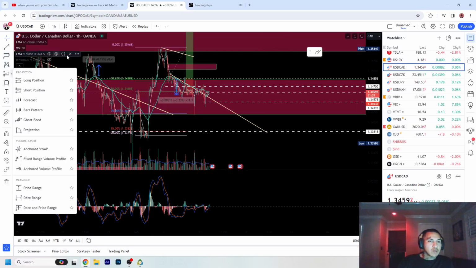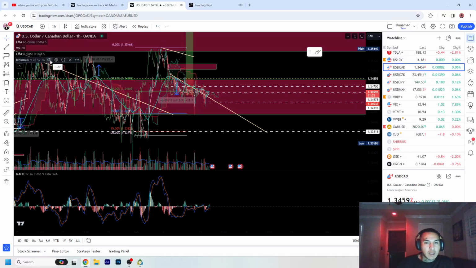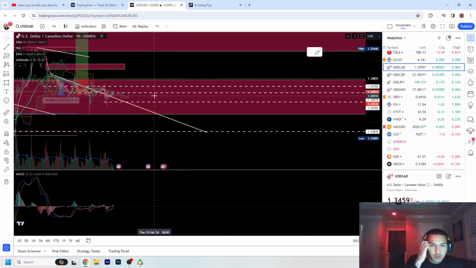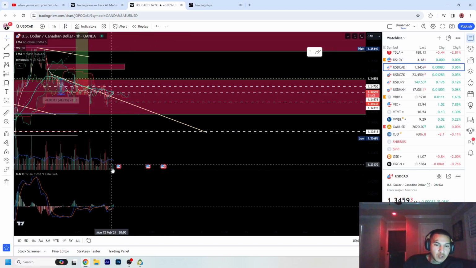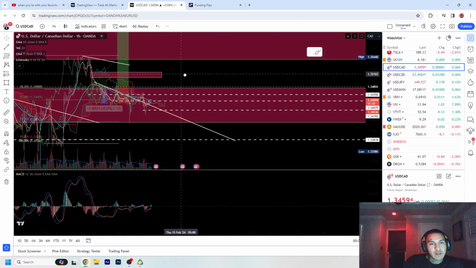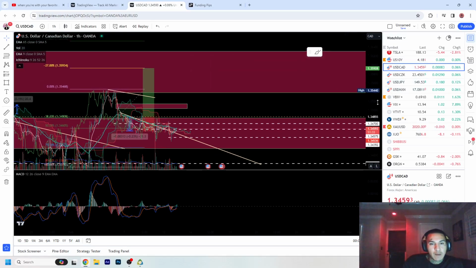Just like we saw in DXY. Give me a second. 90 MA. And buyers are trying to get into this market. They're trying to push. There's buyers in this area, so they're trying to push. They're trying to push this above this order block. Let's see what happens.